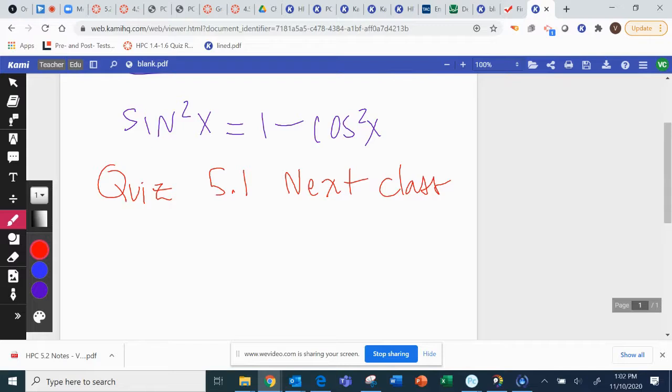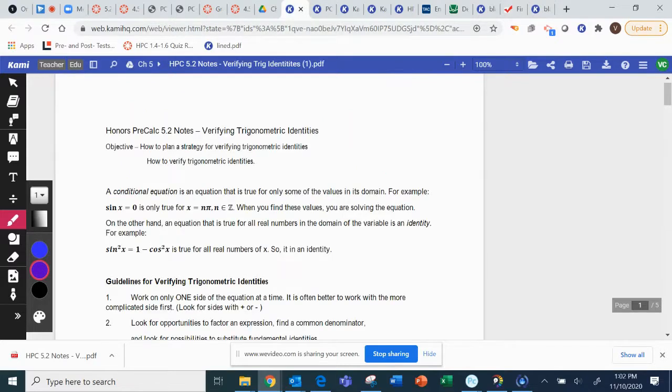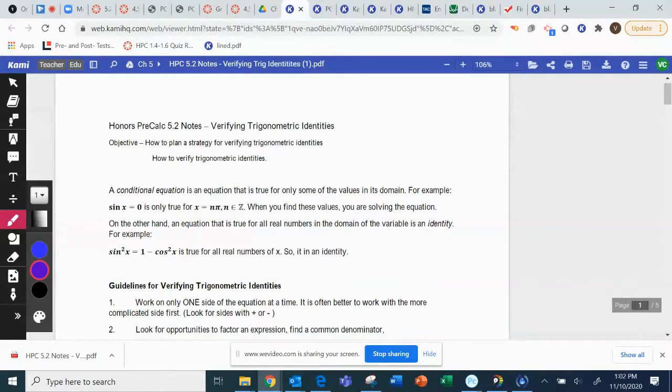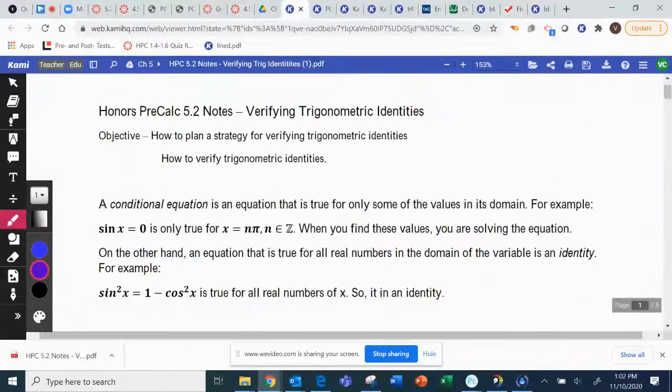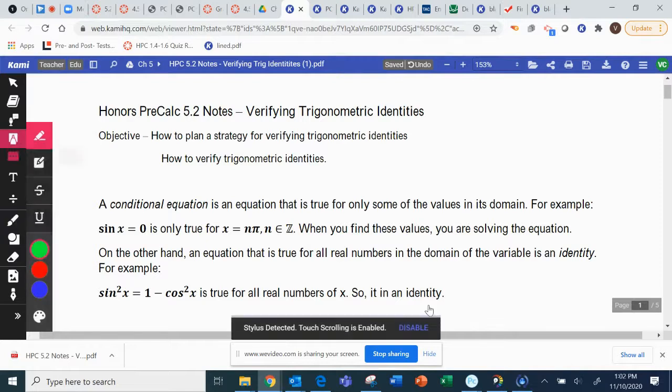Okay, so I opened 5.2 notes already. So 5.2 is just building off of 5.1. I'm going to look at just a couple of vocabulary words right here. 5.2, did it work? Sanjay, did it work? Okay.